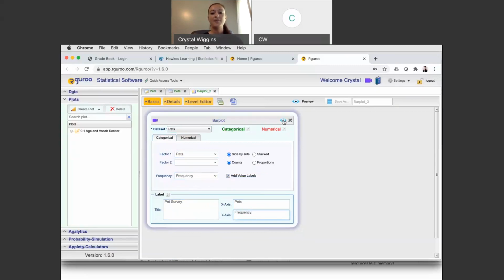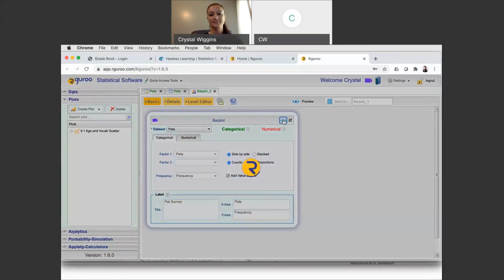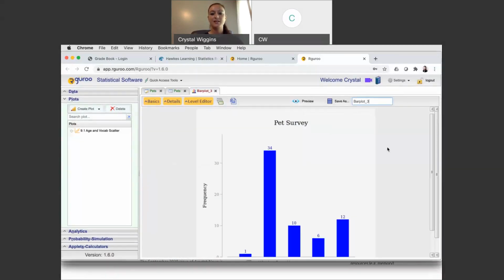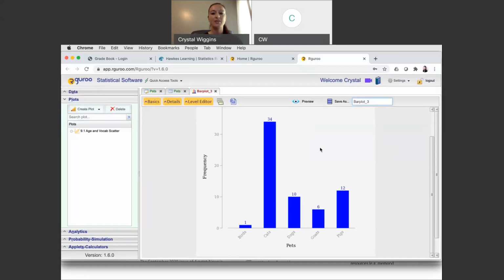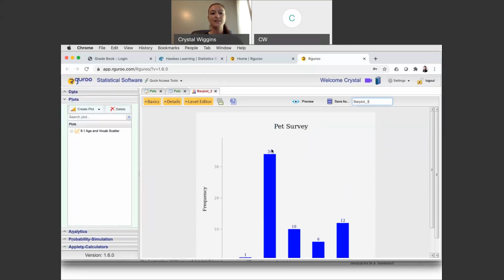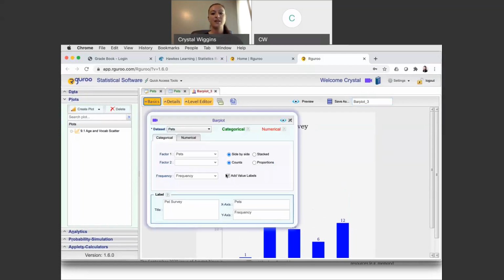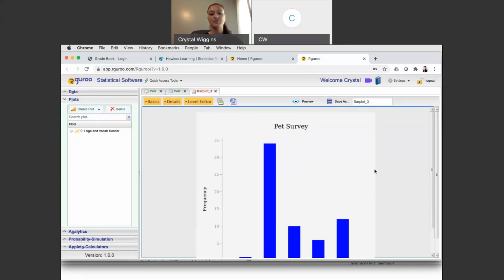Okay, I'm going to hit the eyeball when I'm all done. And I have a pretty bar chart. Now, if I forgot anything, or let's say I didn't really like the labels, you can always go back to basic and change that. So I can take off the labels, re-hit the eyeball, and it will make that change. If you hit it and you forgot to put the title in, just go back to basic, add it, and hit the eyeball again.